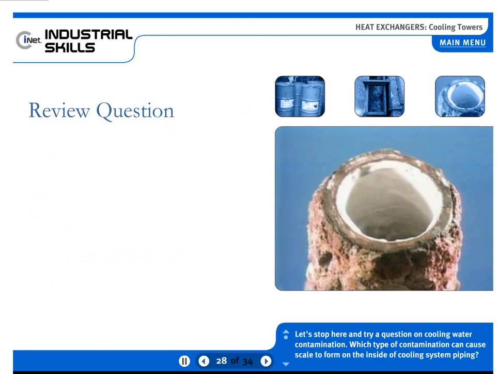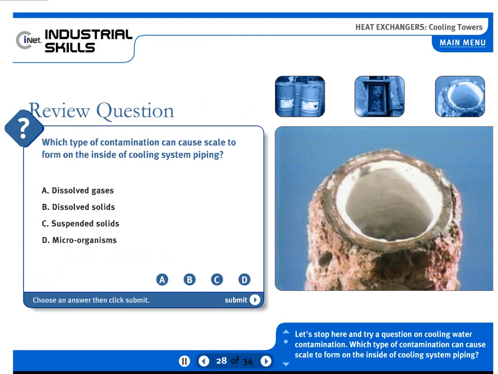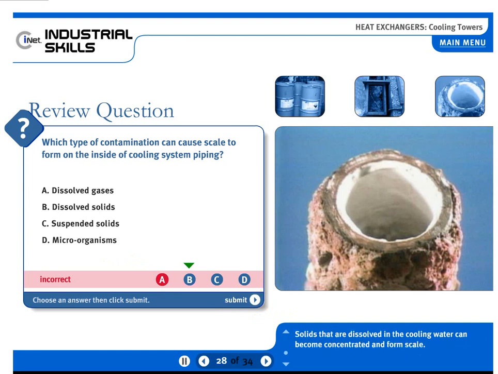Let's stop here and try a question on cooling water contamination. Which type of contamination can cause scale to form on the inside of cooling system piping? That's incorrect. Solids that are dissolved in the cooling water can become concentrated and form scale.